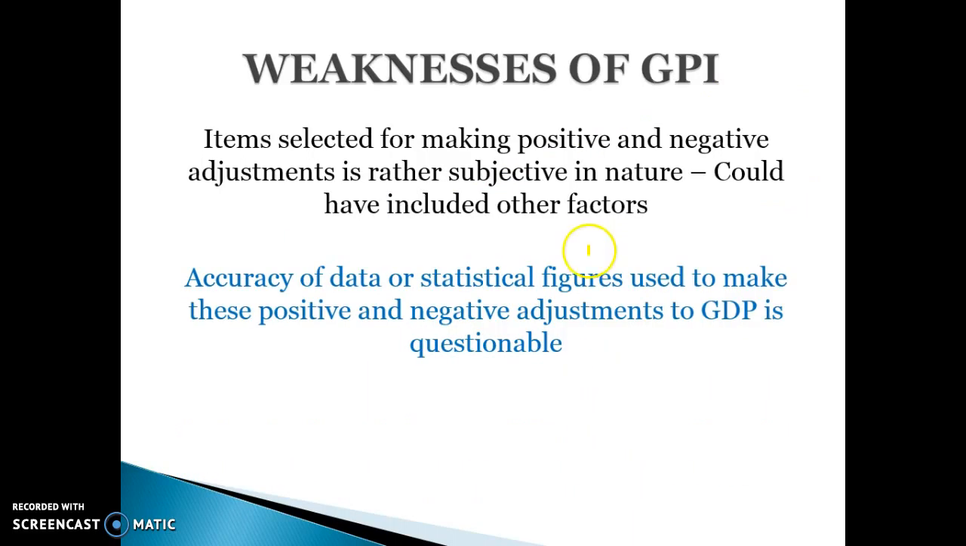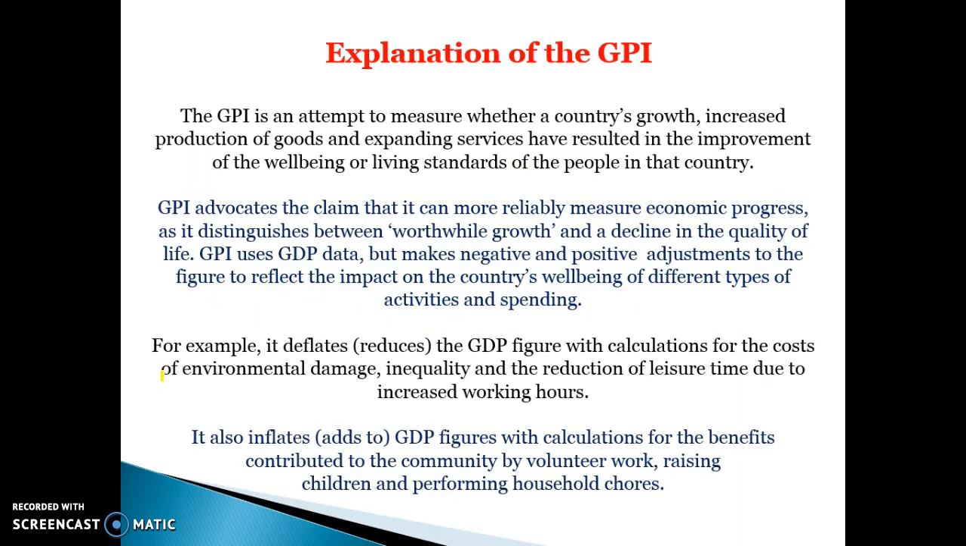Some weaknesses of GPI. Items selected for making positive and negative adjustments are rather subjective, so it's kind of subjective what gets added and subtracted. And some of the accuracy of the data used to make these positive and negative adjustments is a little bit questionable. So it's subjective what gets included, or plus and minus, and some of the data is a little bit questionable. So to finish off, explanation of the GPI.